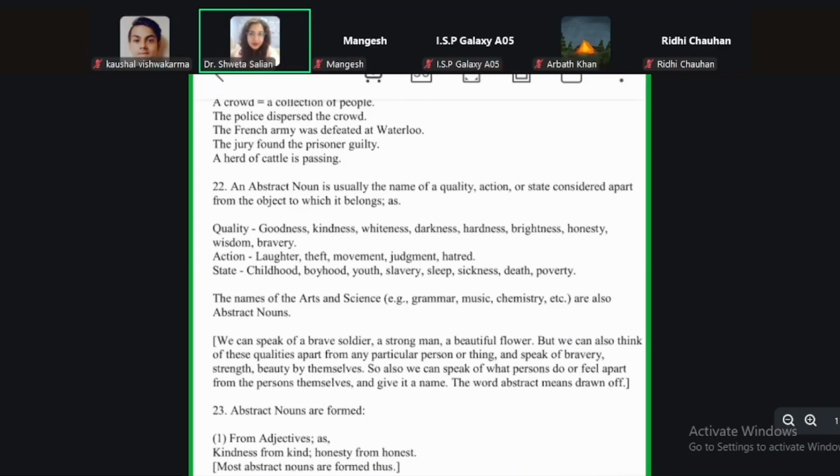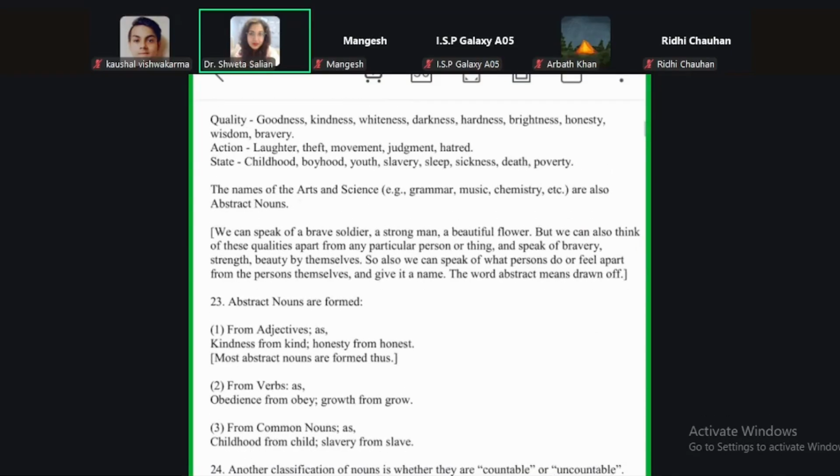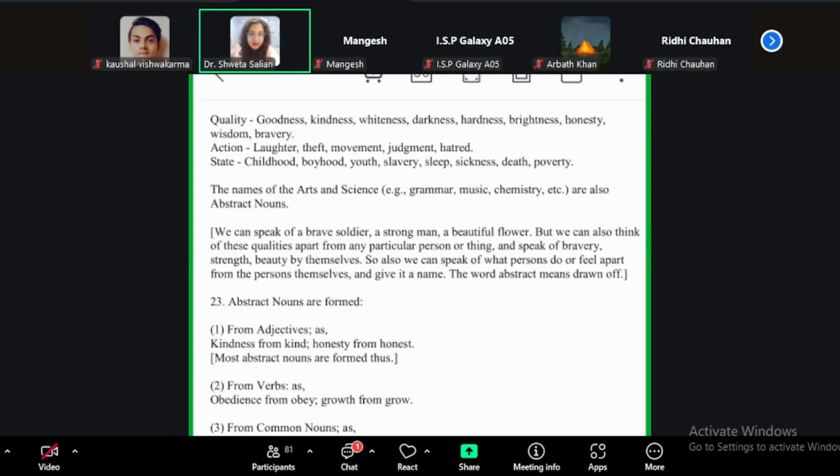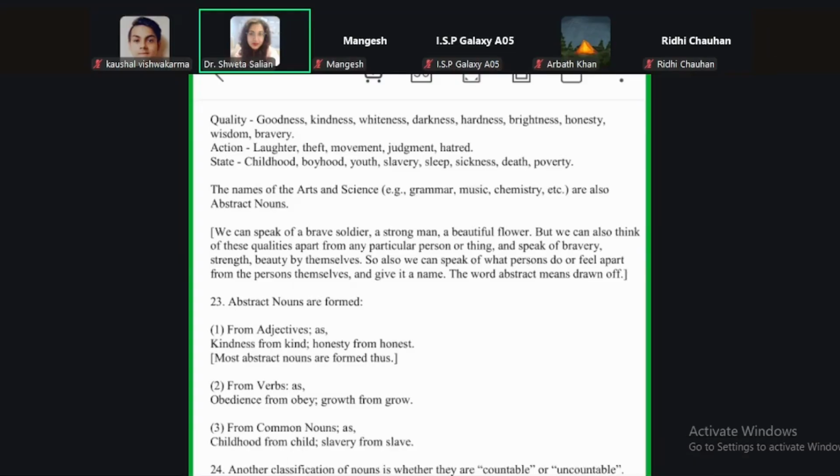But you can convert any common noun, verb, or adjective into abstract nouns, as point number 23 says. Like, for example, kindness comes from the adjective kind. So when you say he was a kind person, kind is qualifying the person. And if you say, I admire his kindness, kindness is also a noun, but it is an abstract noun.